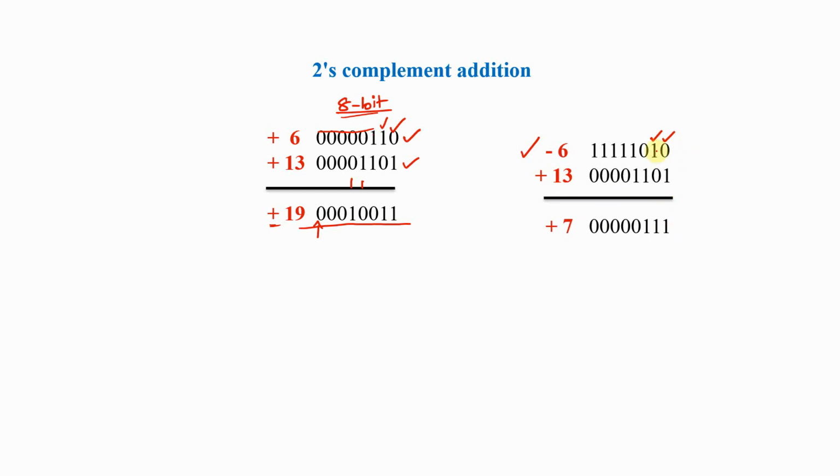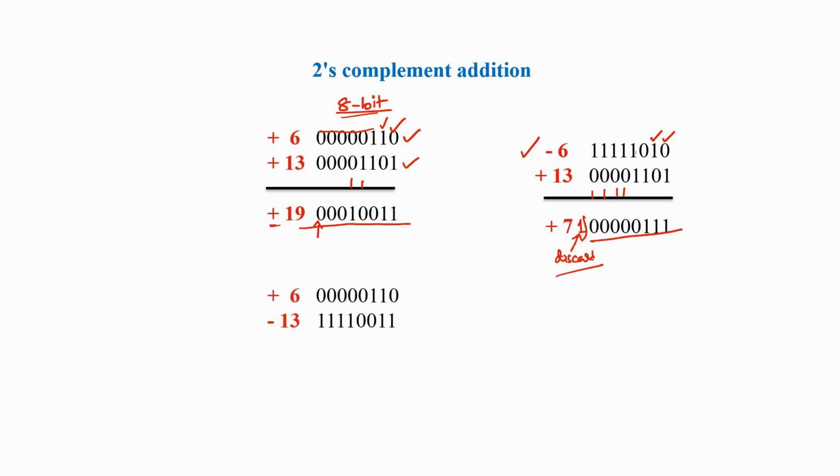0 plus 1, 1; 1 plus 0, 1; 0 plus 1, 1; 1 plus 1, 0, carry 1; and so on, carrying 1 each time, until you are going to get the end carry. What do we have to do with this end carry? This end carry is going to be discarded and the result is plus 7.